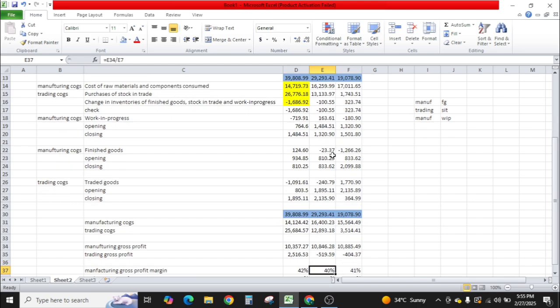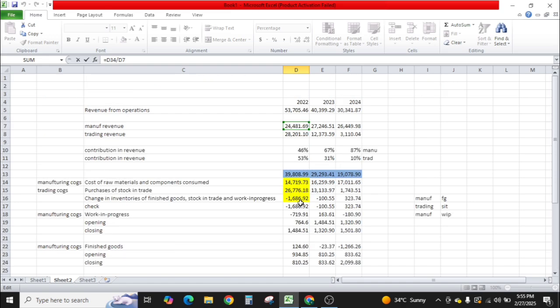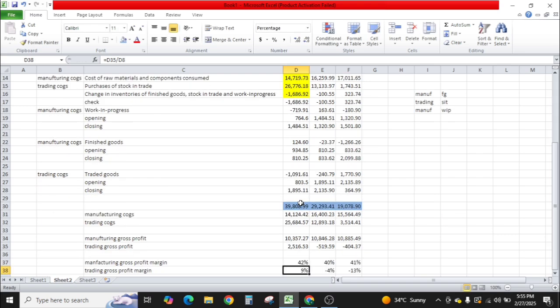So this is trading COGS, and trading gross profit margin will be trading gross profit divided by trading revenue, not overall revenue. A lot of people have confusion here and take revenue from operations, manufacturing gross profit divided by revenue from operations. No, it will be manufacturing revenue. So yeah, this is also right.